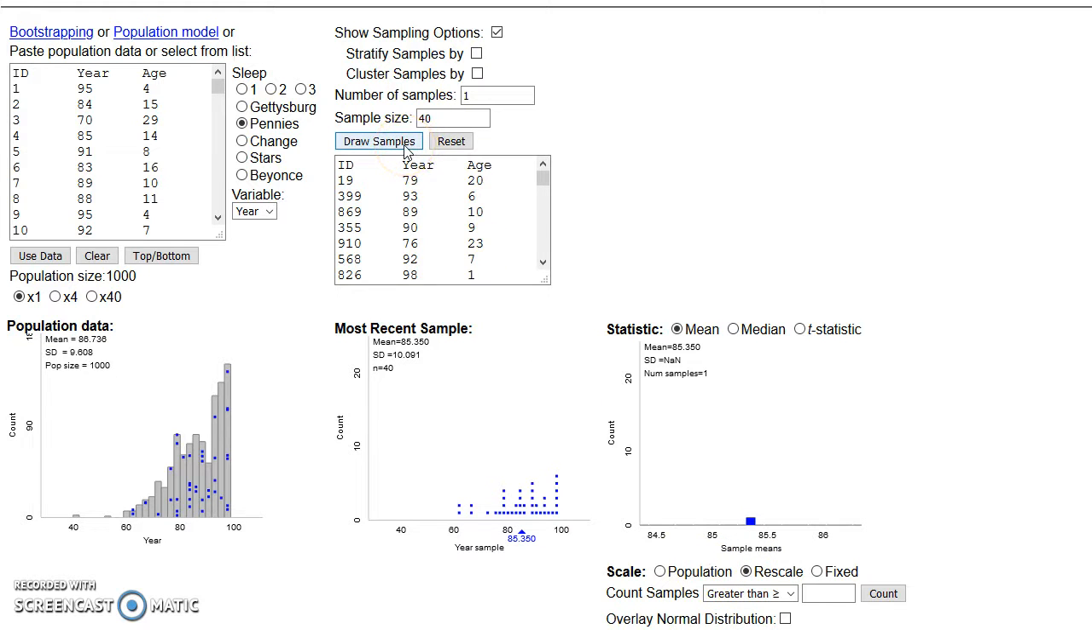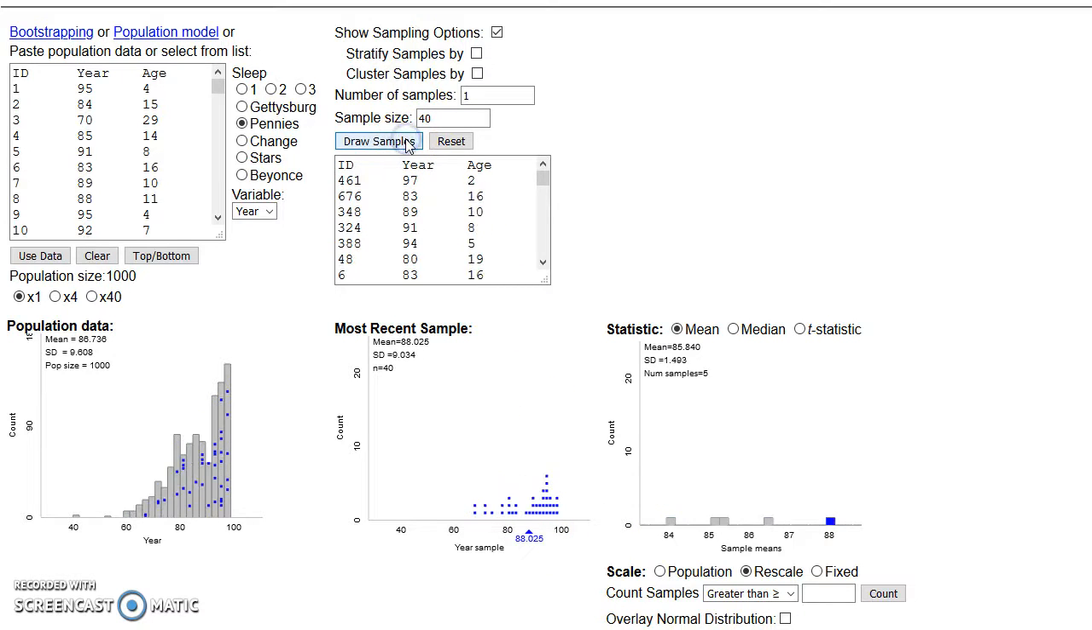Let's do another sample. I'm going to draw just one sample of size 40, and I get this sample data. It looks like my average was 85.25 for the sample. Standard deviation is about 10.19. Here's another little rectangle. Here's my old one from the previous sample, 85.35, and here I have 85.25. I'm going to continue to draw a bunch of samples.